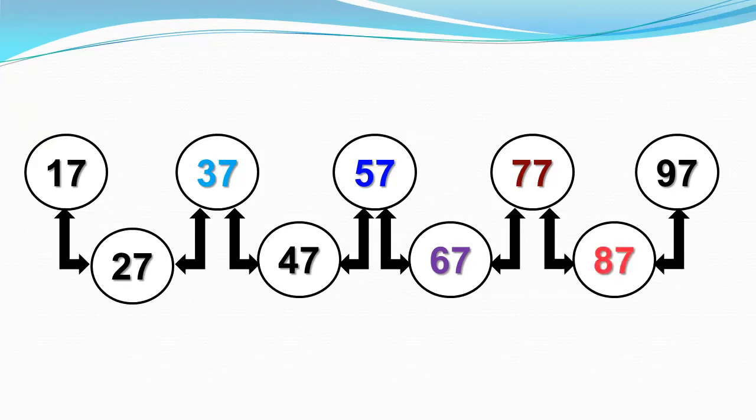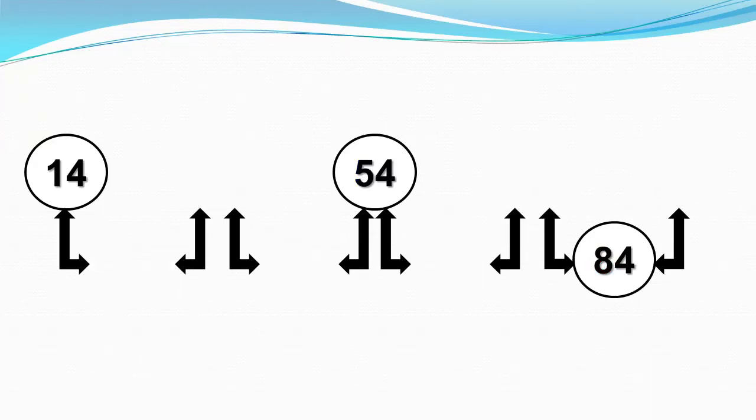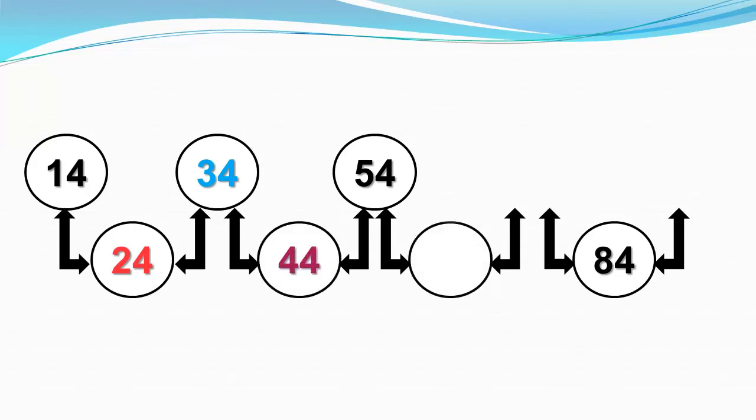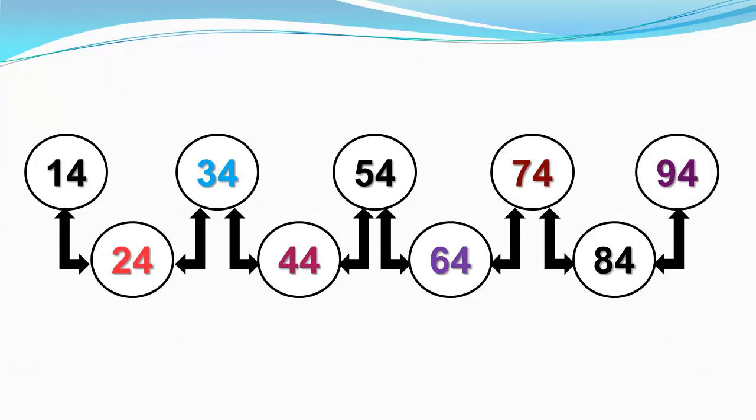Now in this example, the number is 14. And when tens will add into 14, the number will come 24. And after 24, the number will come 34, then 44, 54, 64, 74, 84, and then 94.